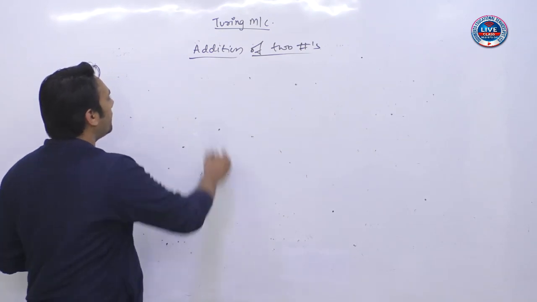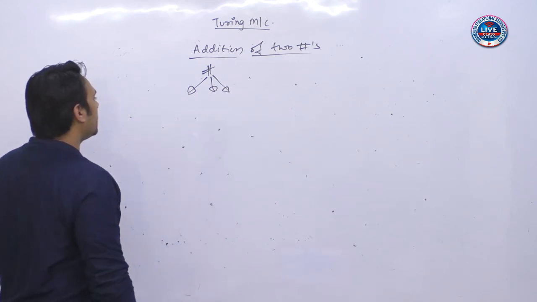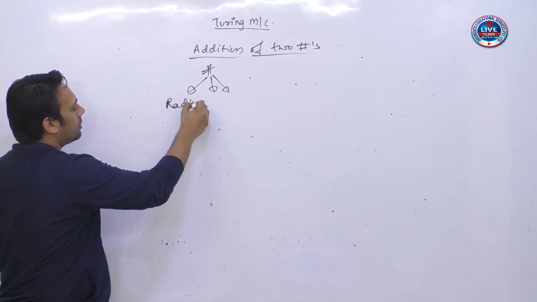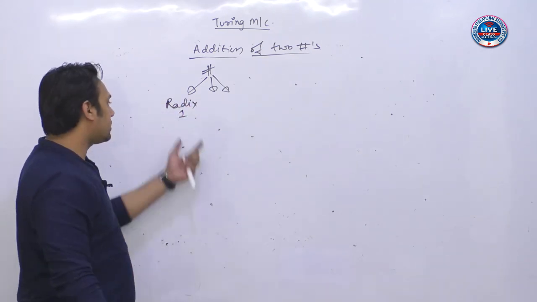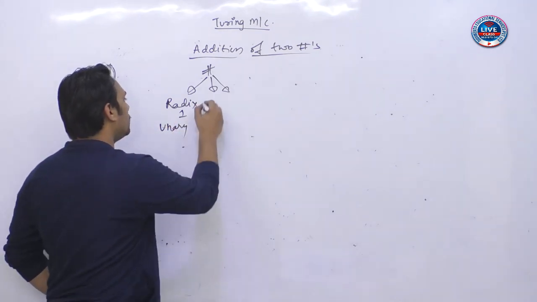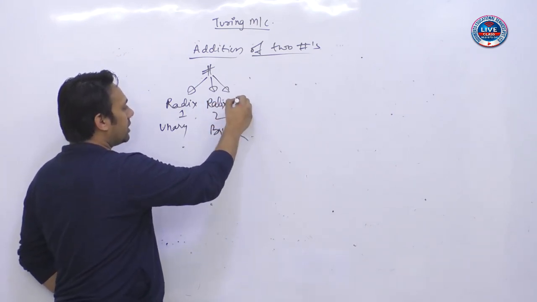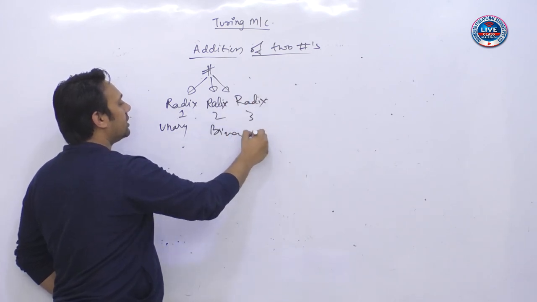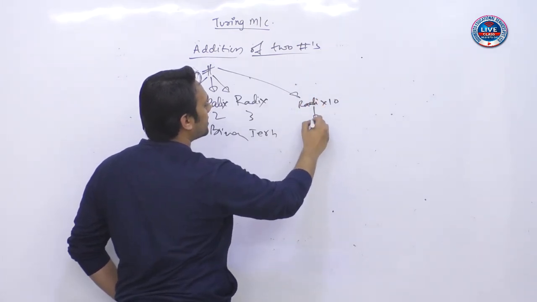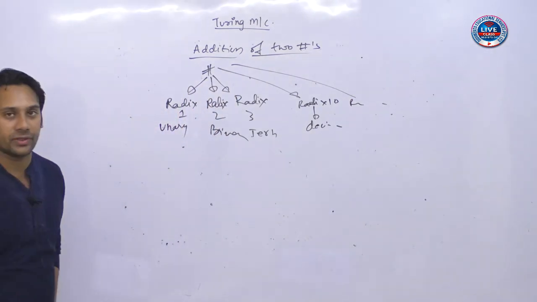Now, to represent numbers, there are various methods that do exist. You can represent a number with the base 1, or you can say the radix 1, which is basically a unary number. You can perform this addition on the base 2, which is radix 2, that means it is a binary number. You can have radix 3, which is a ternary number. You can have a radix 10, which is basically your decimal number. You can have a radix 16 and so on, which is your hexadecimal numbers and so on, correct?